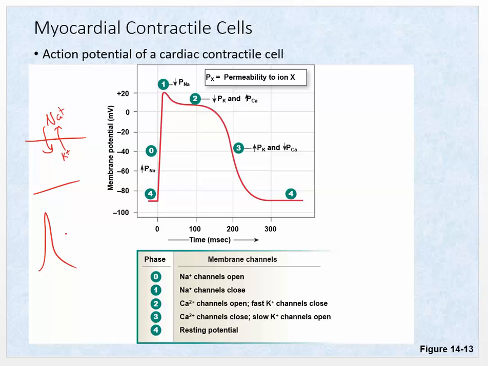The problem is, and the difference is, this calcium. Instead of potassium, it's not permeable to potassium right away. That's what this P means, permeability to potassium. It's not permeable to potassium right away, so it doesn't repolarize immediately. It stays depolarized because of this increase in the permeability to calcium. And so it depolarizes, stays depolarized for a little while, and then repolarizes.